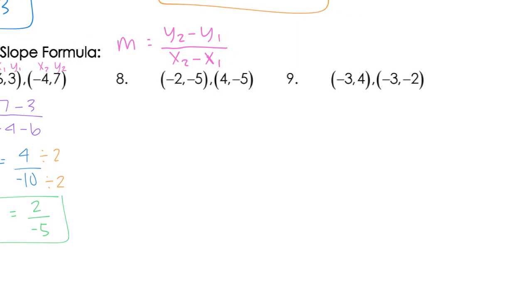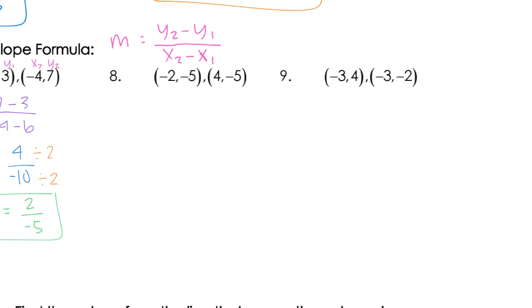Moving on over here to 8 and 9. I don't really have much room up above number 8, so I'm going to go ahead and just label my x1, y1, x2, and y2 down below it. And then I have m equals y2 is negative 5 minus y1 is negative 5, and then over 4 minus a negative 2. Then when I go to simplify this, I have m equals negative 5 really plus 5 gives me 0 over 4 minus a negative 2 is really 4 plus 2, which would give me 6.